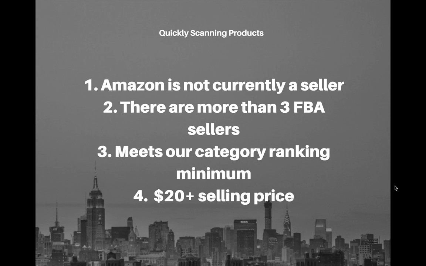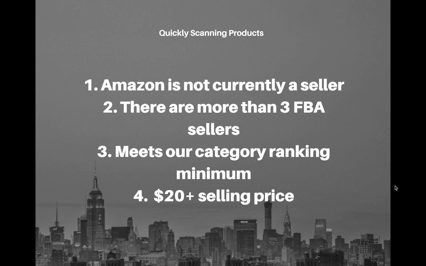Number 3, it meets our category rankings. Obviously, a rank within category of toys is completely different than home and kitchen. So if you don't know that off the top of your head, and you probably don't, that's okay. Default for below 50,000 regardless of the rank, because we're going to second filter it again once we look a little bit closer in on that product.